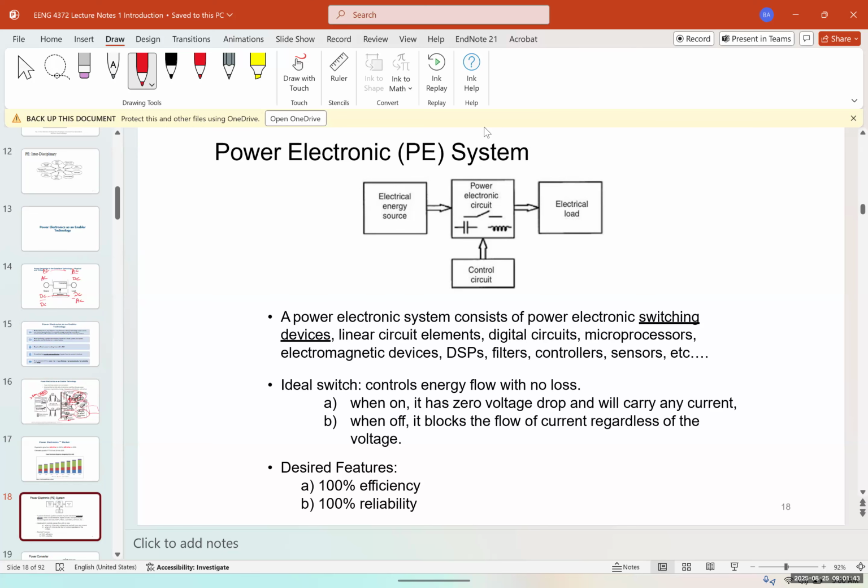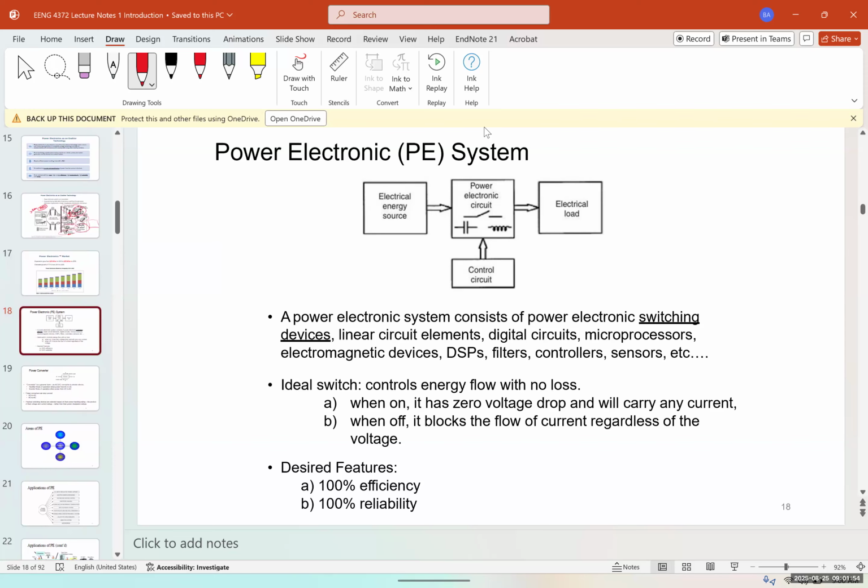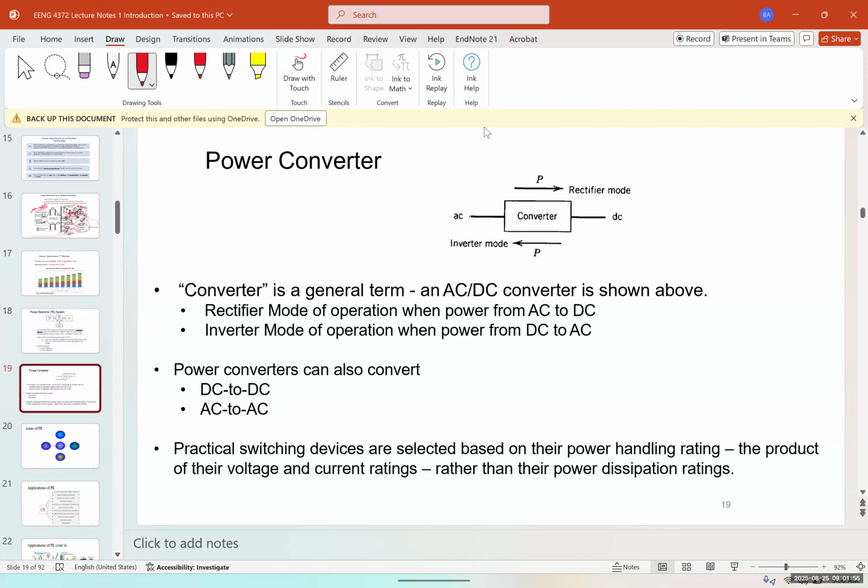Obviously, with these diodes and semiconductors, you have loss, you have leakage current in reverse bias, and in forward bias, you have a drop in voltage, usually 0.7 volts, depending on the type of semiconductor.